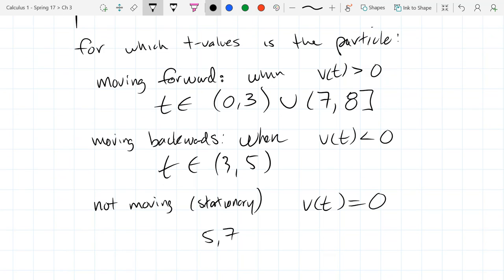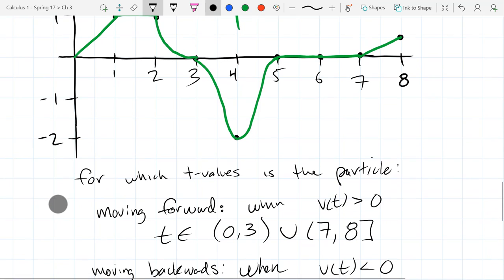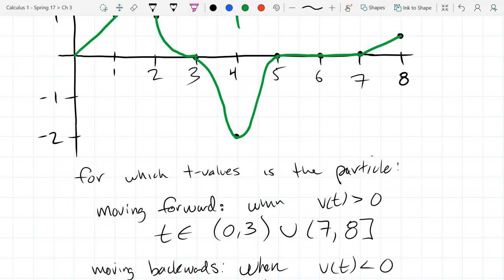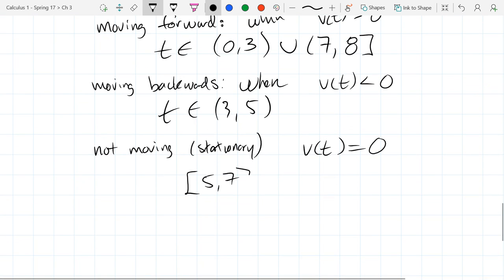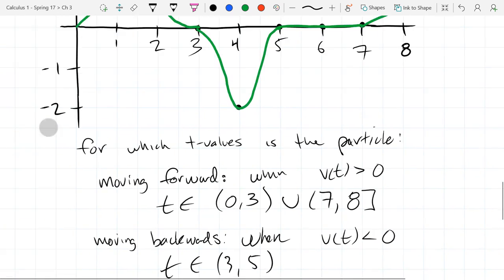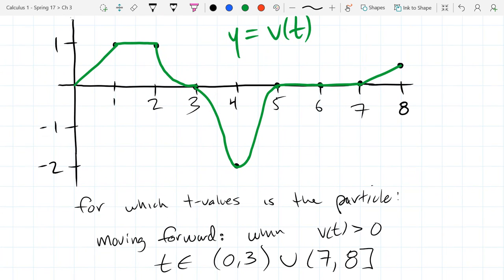Do I get to include the endpoints? Is the velocity equal to 0 at 5 and at 7? Yep. Is that the only place that we have an x-intercept? Do we include 0 and 3? Yes, we do. So that is when our velocity is 0. So also at 0 and at 3 are two other points. Just like square bracket those individually? Yeah, so those are single values.